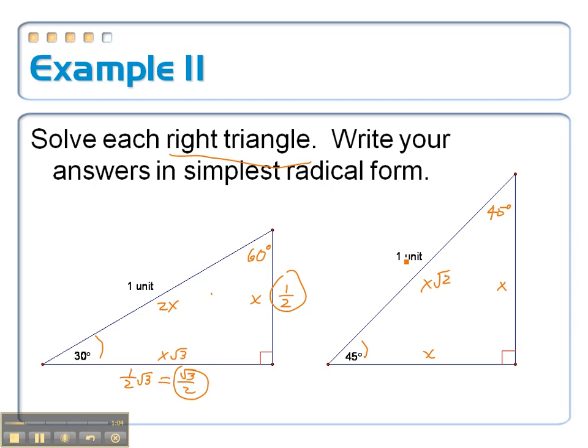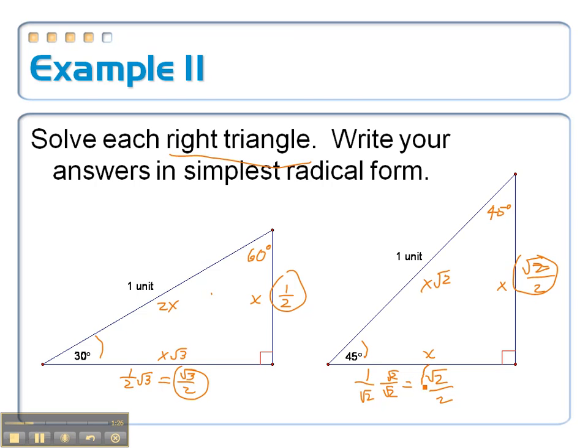If the hypotenuse is 1, then I have to divide that by the square root of 2 to get this side. Don't like the square root of 2 on the bottom, so I multiply by square root of 2 over square root of 2 to rationalize it. So this side is really square root of 2 over 2. And so is this one. Square root of 2 over 2.